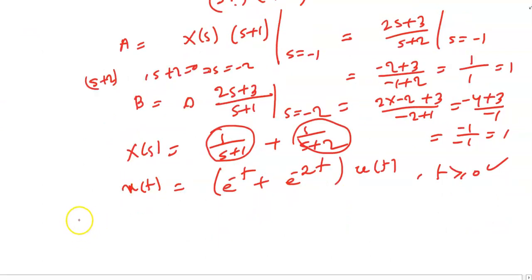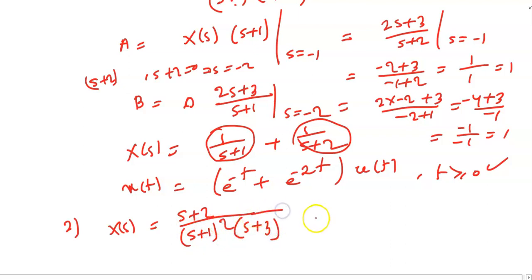Next, we go to the second case, that is repeated terms, like X(s) is equal to (s plus 2) upon (s plus 1) square into (s plus 3). So in this case, the number of terms is 3, because though it is repeated, it counts as 3 terms.